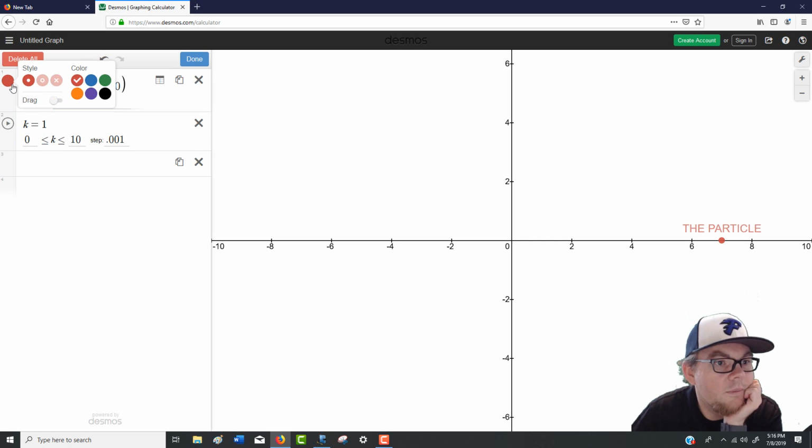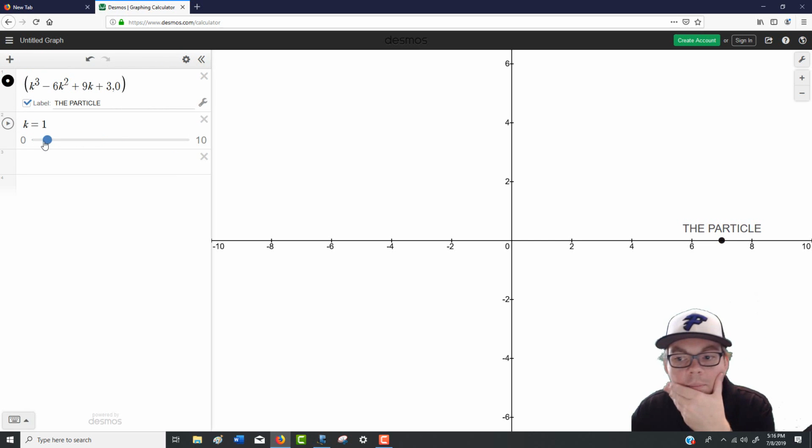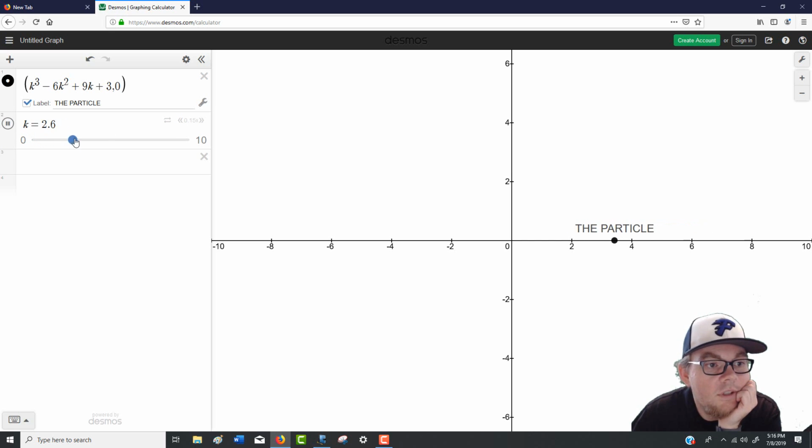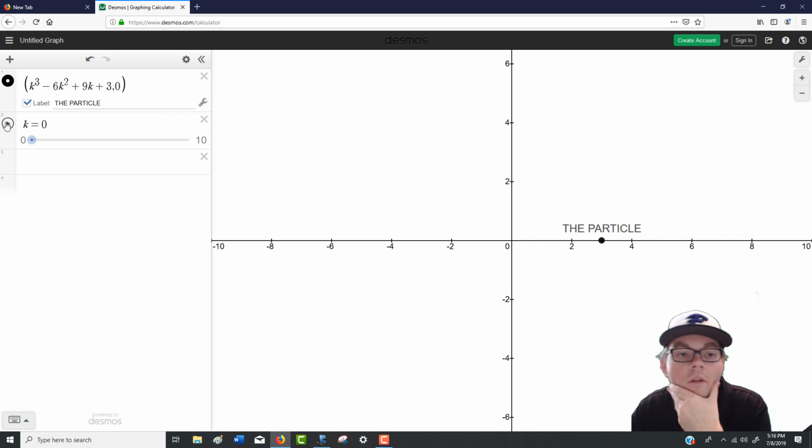Let's change the color so you can see it a little better. Nice Franklin purple, black. There we go, that's even cleaner. Done. Okay, so what's going to happen here is our particle is going to be moving as k goes forward. And it's going to go really fast, so hold on. There we go.